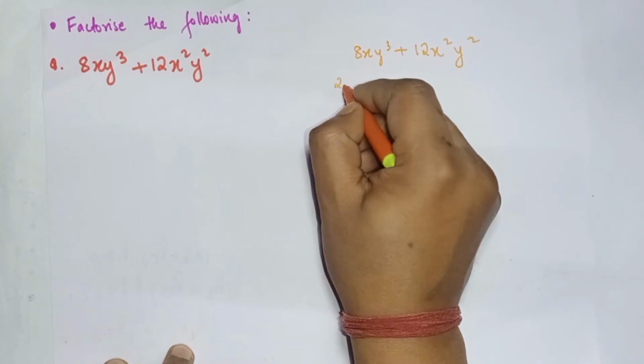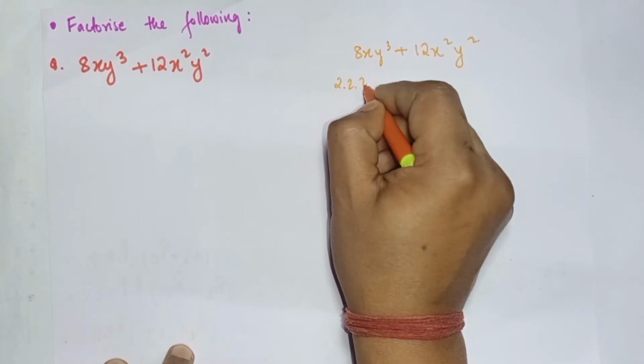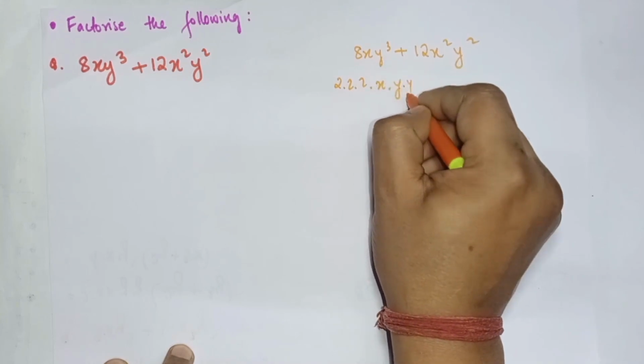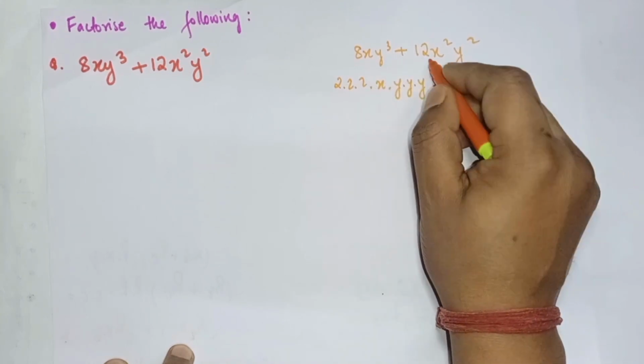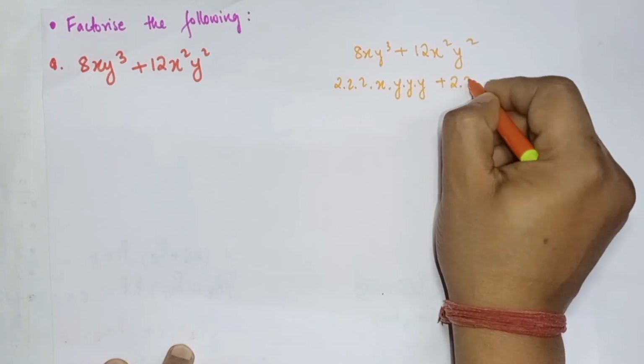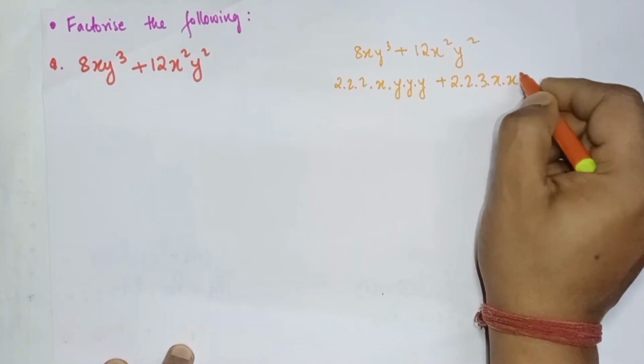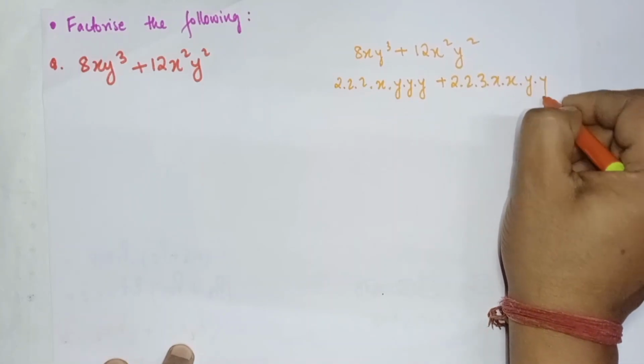Now 8 I can write as 2 into 2 into 2, 2 twos are 4, 4 twos are 8. Now x is only single, then how many y's are there? 3 y's are there. Plus now 12 I can write as 2 twos are 4, 4 threes are 12. Now what do you have? x square, x into x, y also 2 times y.